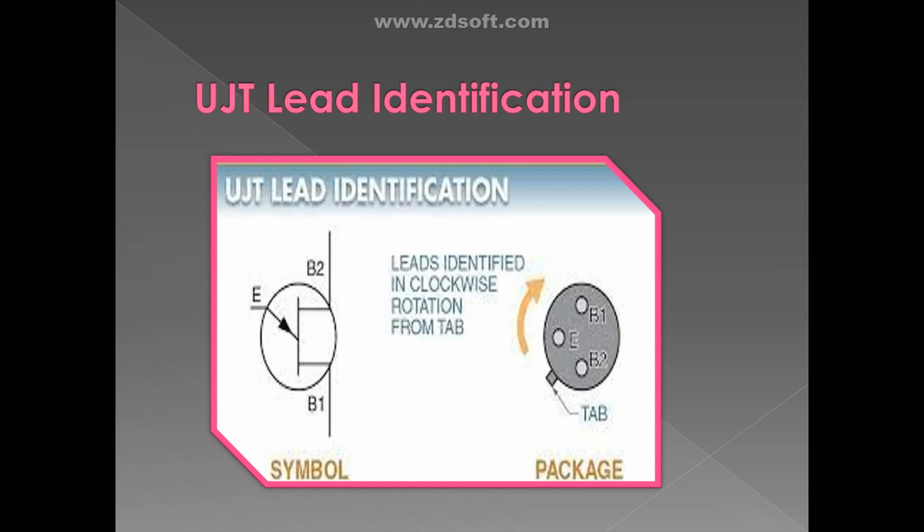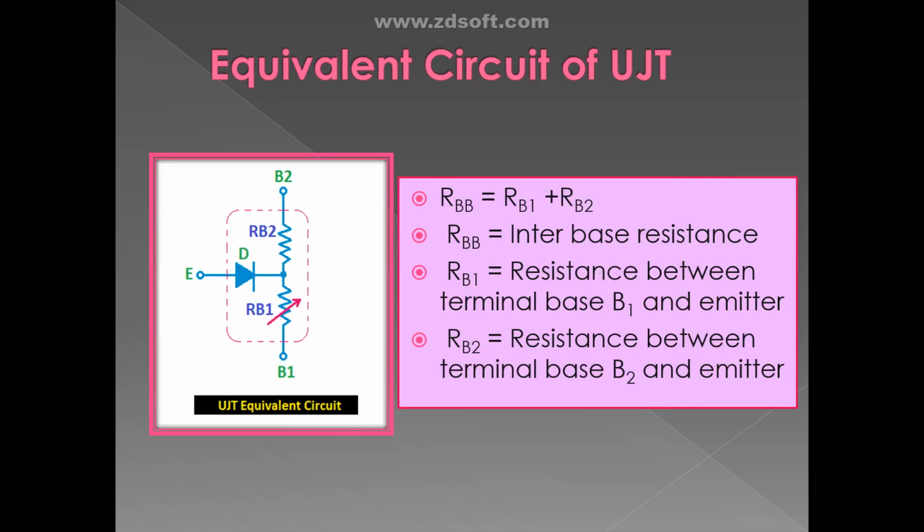UJT lead identification. UJT leads are identified in clockwise rotation from tab: emitter, base 1 and base 2. Equivalent circuit of UJT. It consists of diode and resistance. The diode represents PN junction, while the resistance RBB is the internal bulk resistance of silicon bar from one end to the other. Here, RBB is the total resistance between the base terminals and it is also called inter-base resistance.